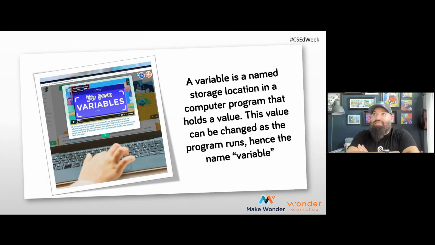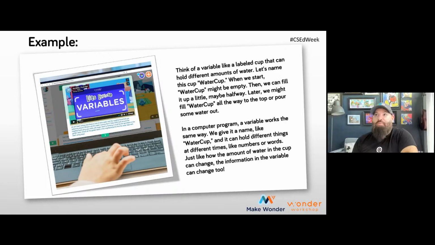So what is a variable? This is a simplified definition. A variable is a named storage location in a computer program that holds a value. This value can be changed as the program runs, hence the name variable. Let me give you an example of what a variable is, and then we'll watch a little video that explains a little bit more.